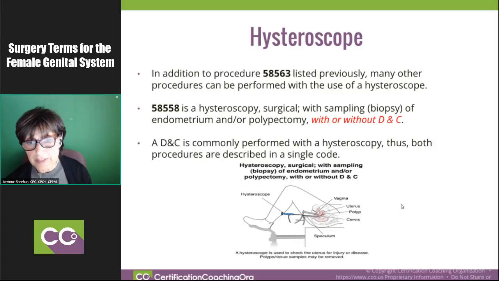So here we have a hysteroscope used to check the uterus for injury or disease, and polyps or tissue samples may be removed. So here is the scope again, and it's going in, and here is the polyp.